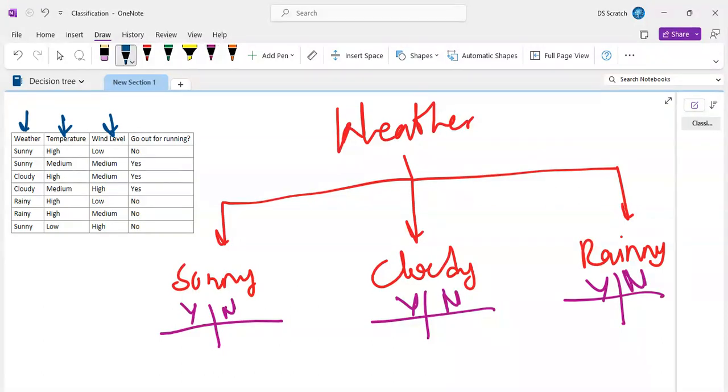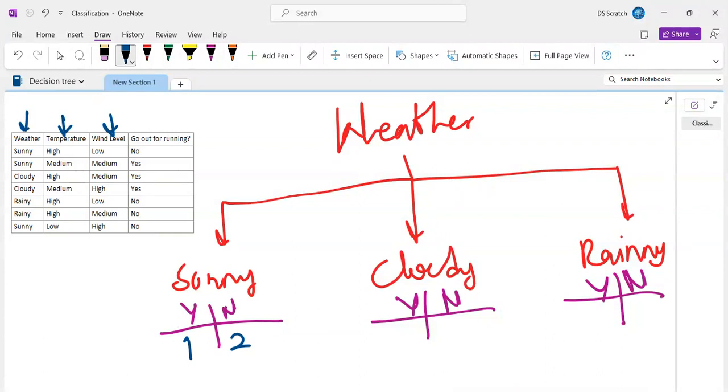Okay, now let's count. If it is a sunny day, one person will not go out, another person will go out, and the next person won't go out. So we have one person who will go out and two people who won't go out if it is sunny weather. Now let's count this for cloudy.